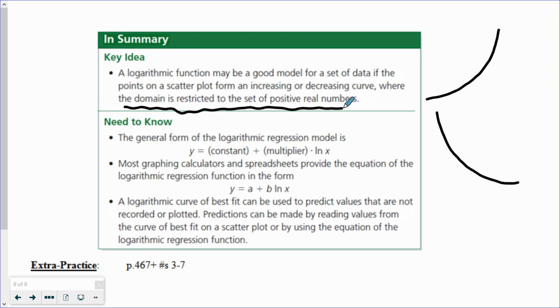And so the general form of the logarithmic regression model is going to come out in this form instead of what we were looking at before. Most graphing calculators provide this equation. It can be used to predict values that are not recorded or plotted, things that are not within your data table, so looking at points in between. Predictions can be made by reading values from the curve of the line of best fit on a scatter plot or by using the equation. Again, you're going to want to be using the equation of your regression.